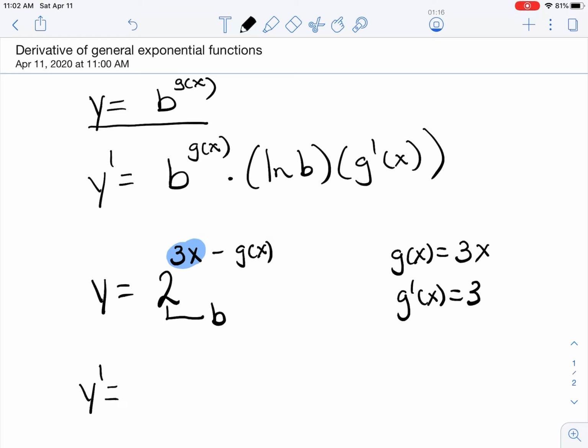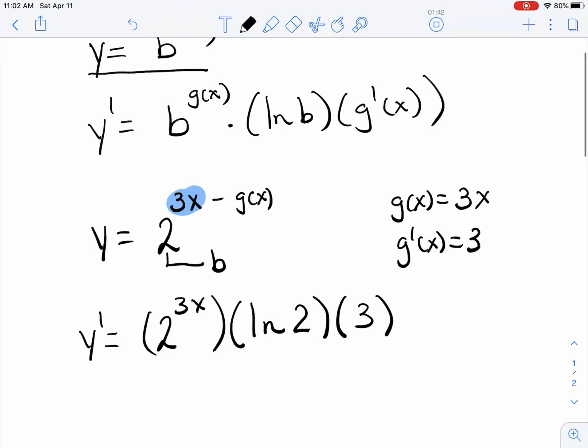Now going to the definition. The definition says you rewrite y prime as b to the g of x. So basically what you're doing there is you're just rewriting the original function you're given. Now this is all multiplying, so I like to use brackets. Multiply the natural logarithm of that base b, so in our case here, the natural logarithm of 2. And multiply by g prime at x, which in this case is 3. And that is it right there.